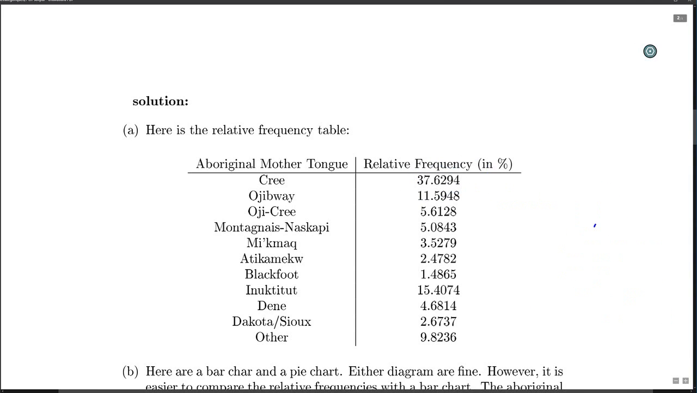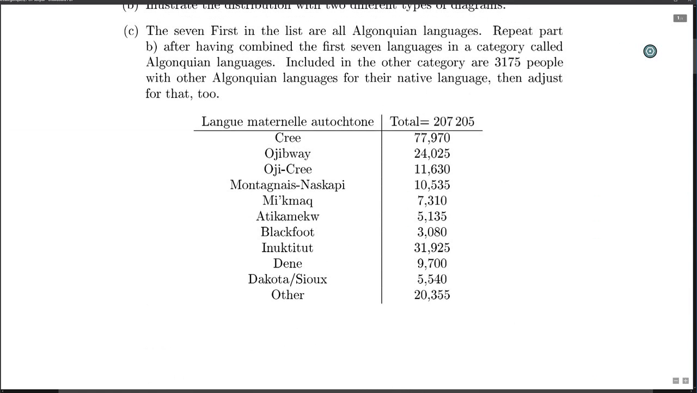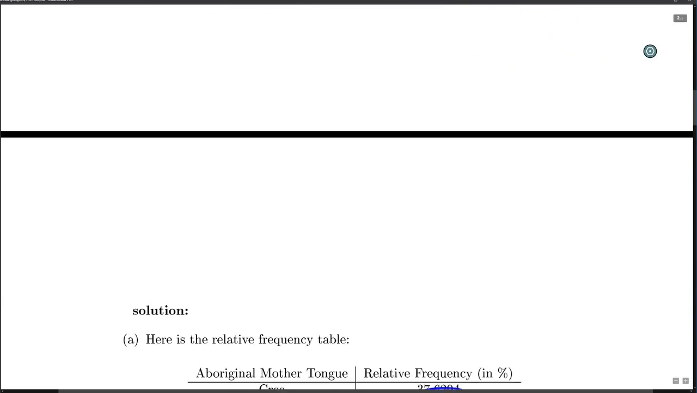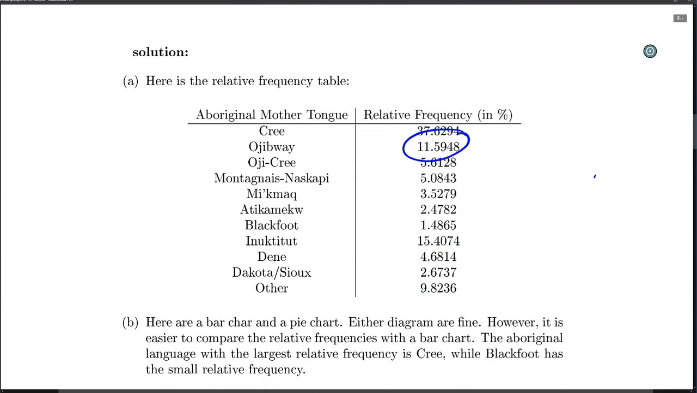So for example, how do we get the 11.6%? Again, if we go up to the frequencies that we had, 24,025, we'll divide that by 207,205, and so what do we get? We get about 0.116, which is about 11.6%. Okay, and so if we go back to the solution, we have about 11.6% in the relative frequency.